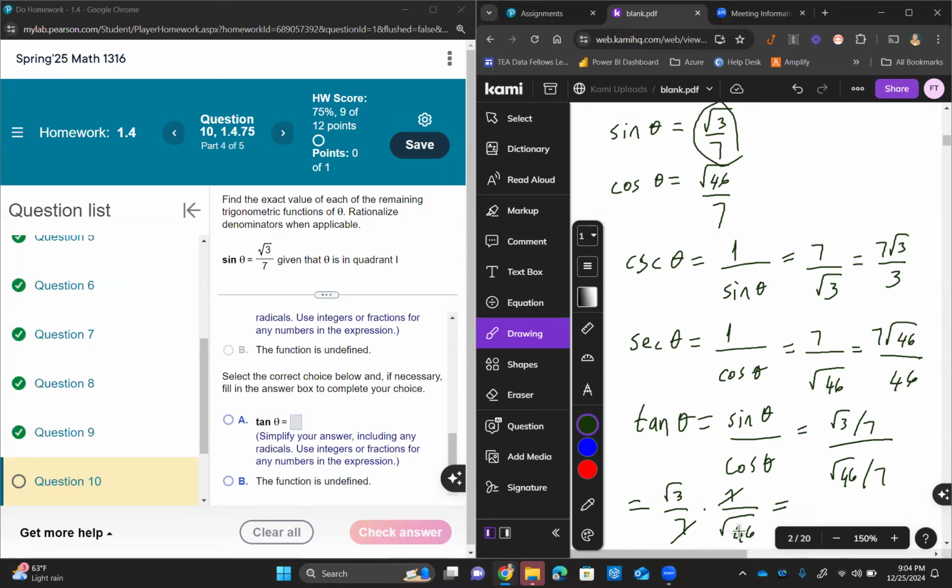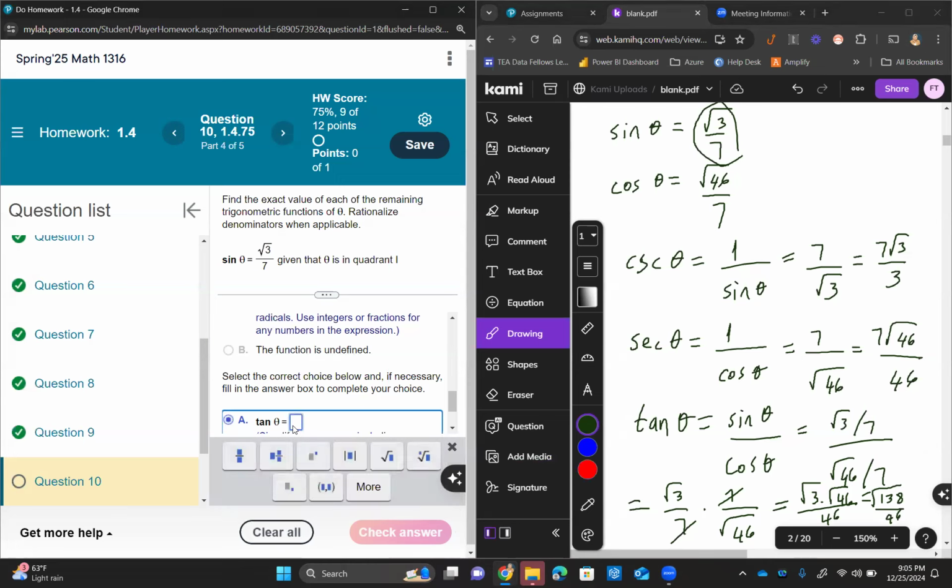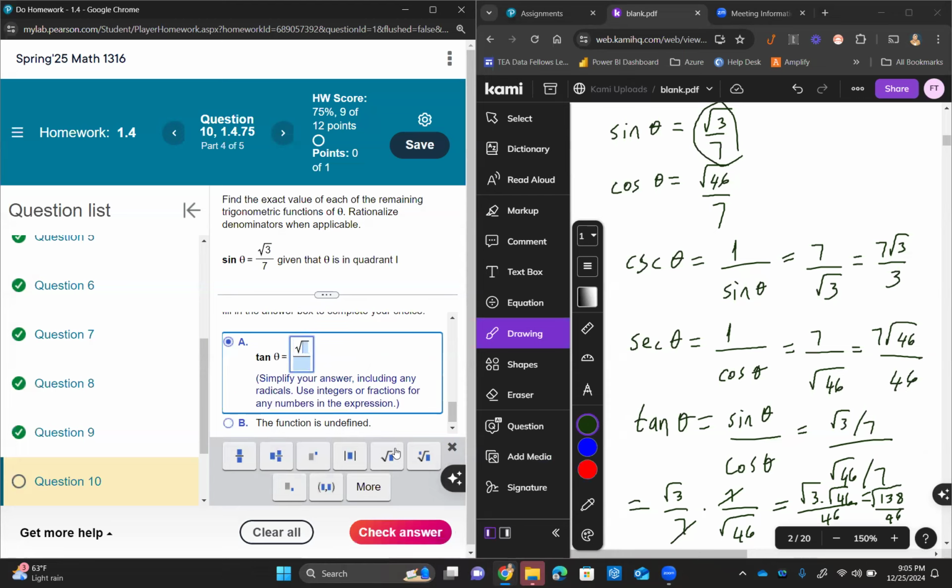And the answer is root 3 over root 46, but I just have to rationalize the denominator. So I need to multiply the top and bottom by radical 46, so the denominator just becomes a 46. I can just multiply these two numbers. 3 times 46: 3 times 6 is 18, 1 is the carry, so it's going to be 138 in a radical and a 46 in the denominator. So we are going to choose tangent of theta will be, at the top, square root of 138. At the bottom, we will need a 46.